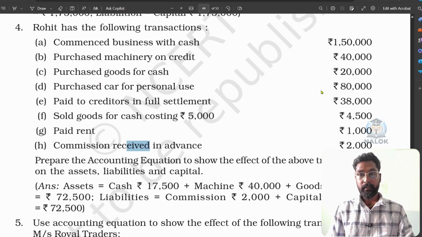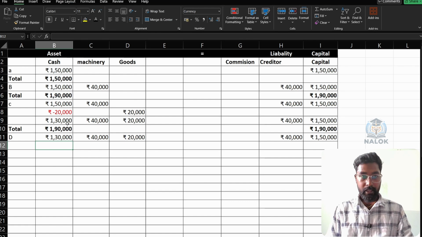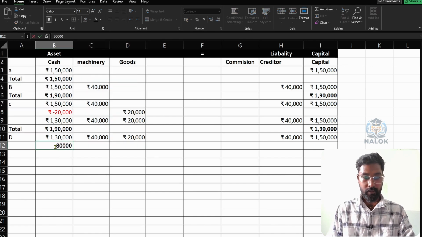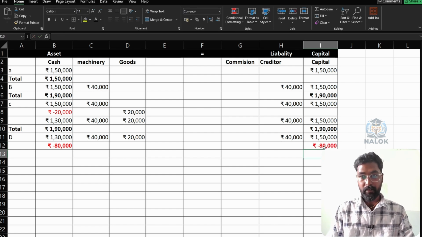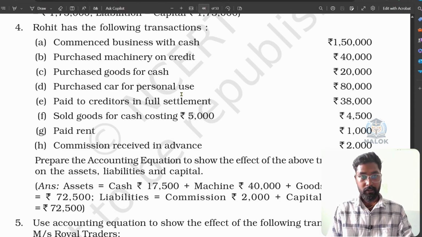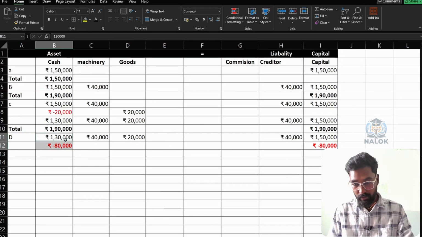Purchased car for personal use worth 80,000. This is for personal use, so this does not come under the business. So he's using the cash account. He's using 80,000 to buy a car. The 80,000 cash asset decreases, and the capital value also decreases because it is for personal use. It's not for business purposes. We are decreasing the cash asset as well as owner's equity, that is capital.